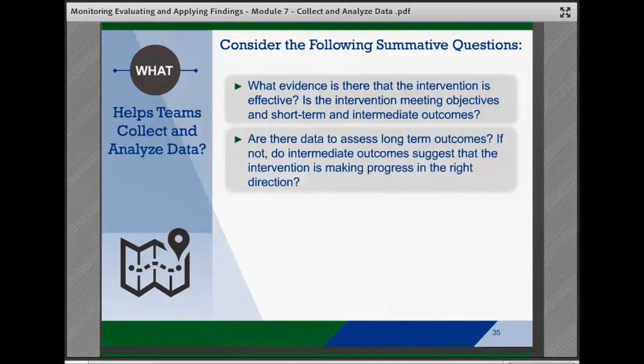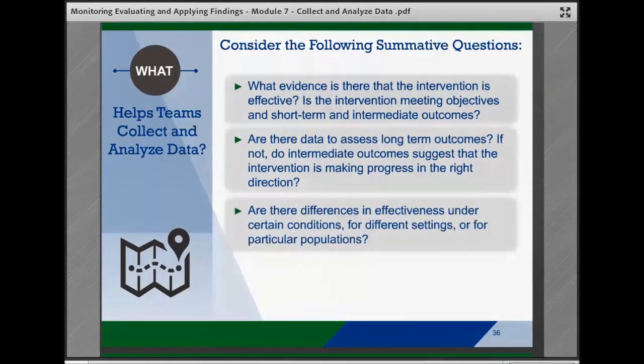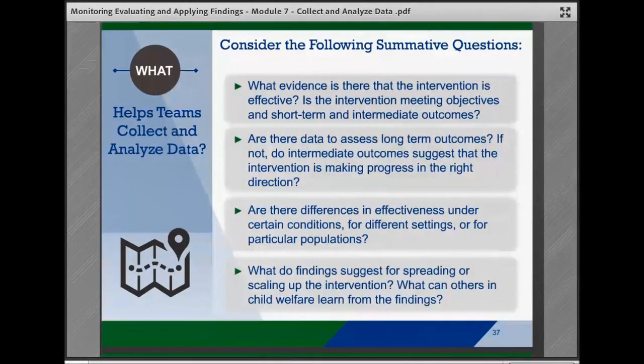Is there data to assess long-term outcomes? If not, do intermediate outcomes suggest that the intervention is making progress in the right direction? Are there differences in effectiveness under certain conditions, for different settings, or for particular populations? What do the findings suggest for spreading or scaling up the intervention? What can others in child welfare learn from the findings?